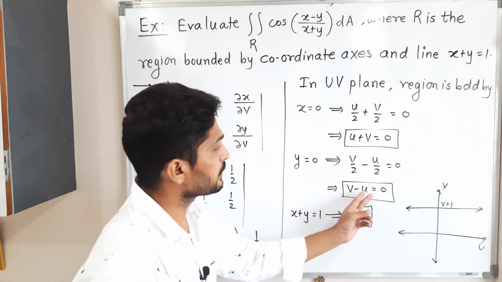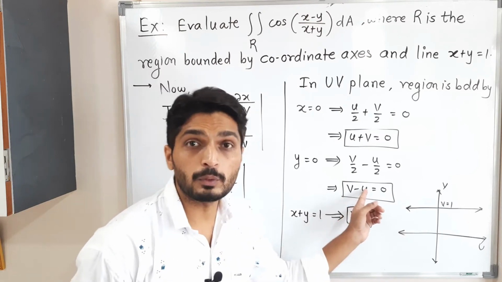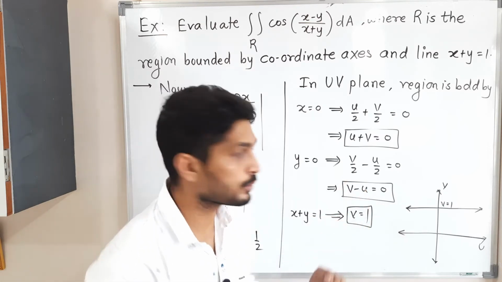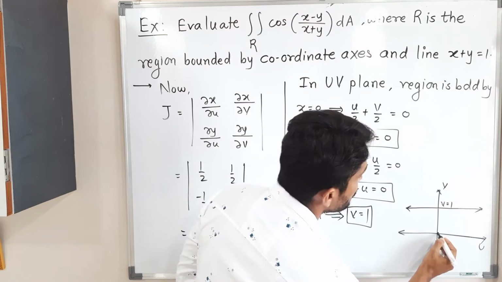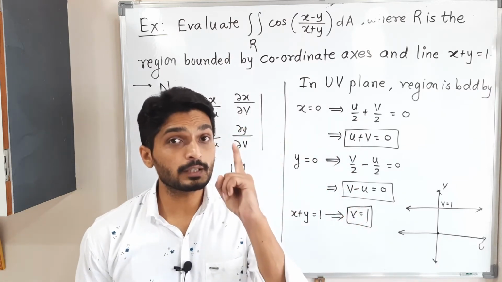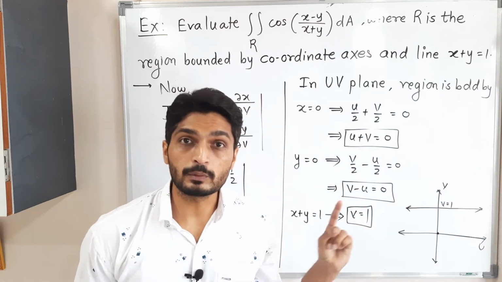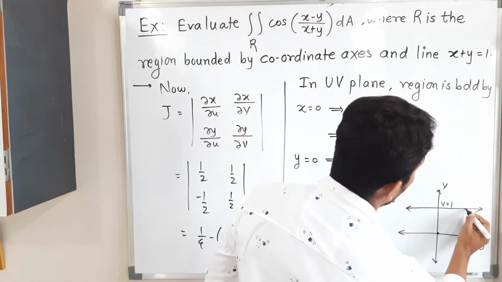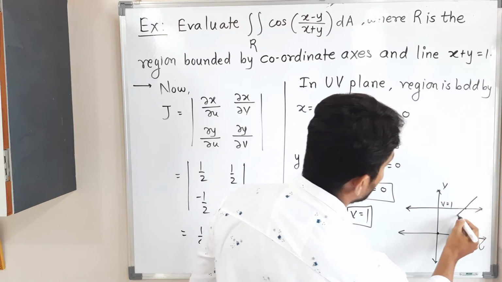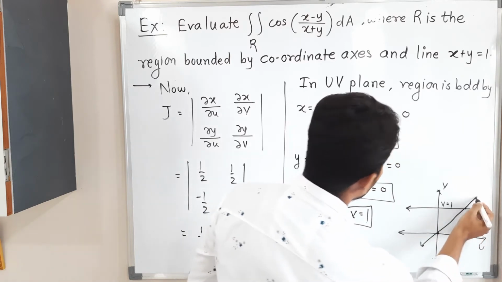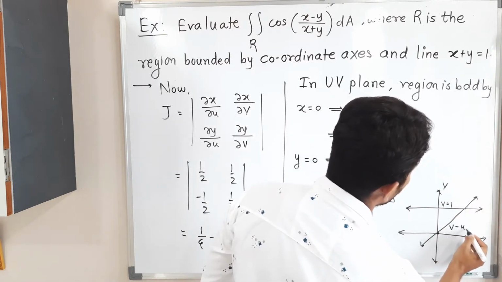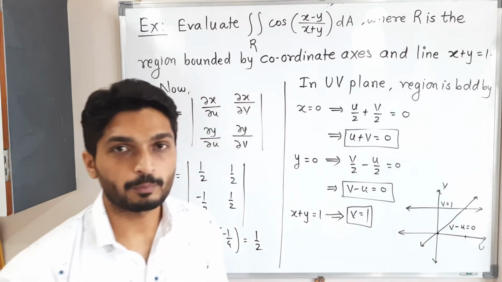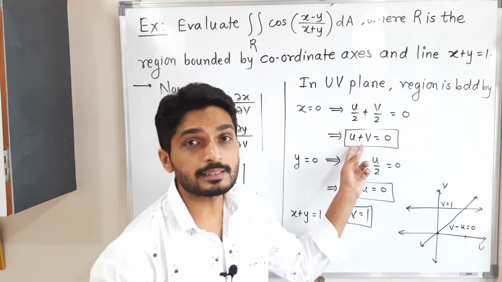See, u minus v is equal to 0. If I put u is equal to 0, v is also equal to 0, so the point is the origin 0, 0. And if I put u is equal to 1, v is also equal to 1, so the point is 1, 1. The point is here. So that means this line is v minus u is equal to 0. Okay.